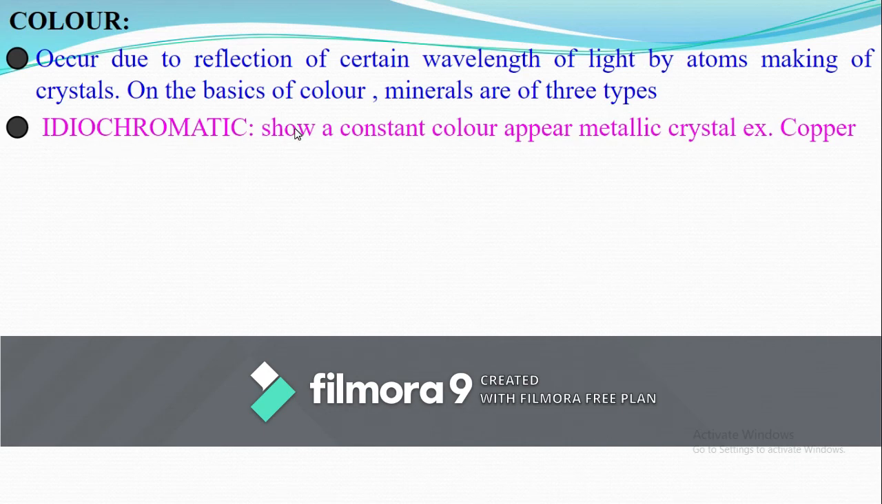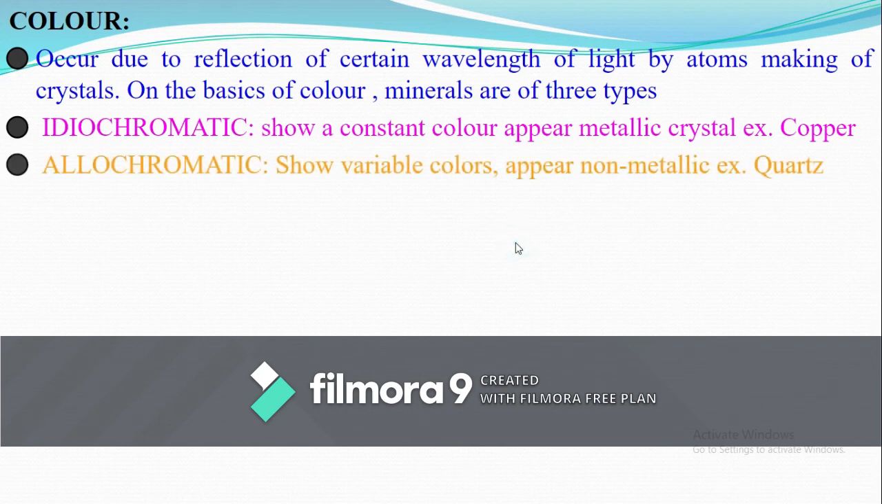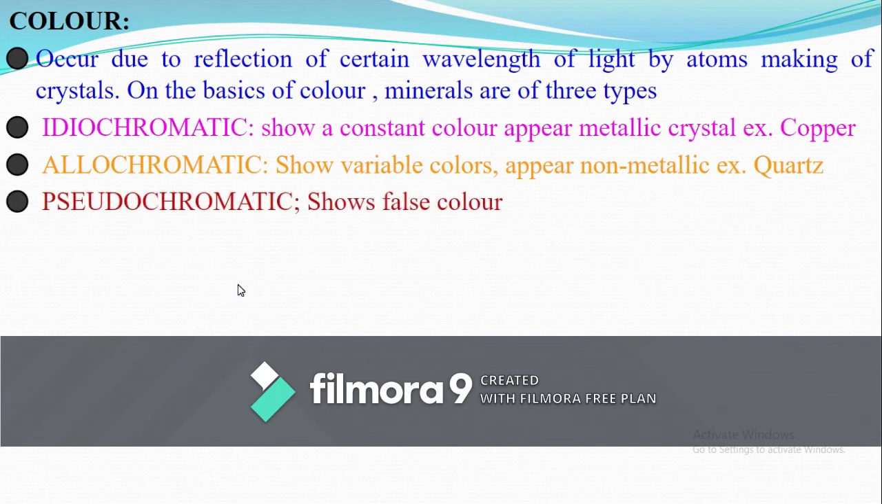So we call different types of processes idiochromatic: a constant color, not changing, like copper. Allochromatic: variable colors. Quartz, when you discuss it, you will see quartz can show different types of color. We call it allochromatic. Then pseudochromatic: a false color sometimes you will get, not the actual color.